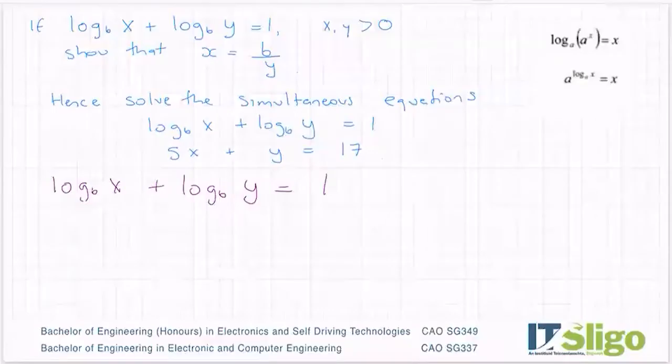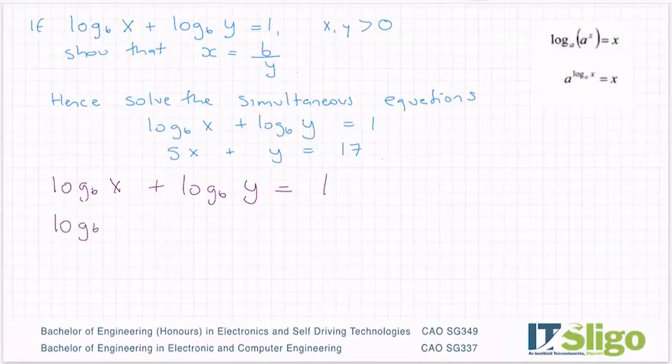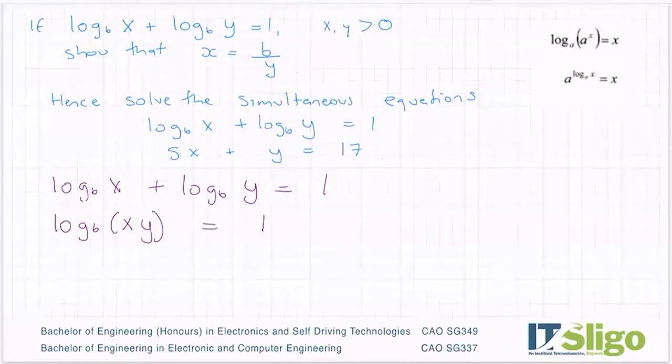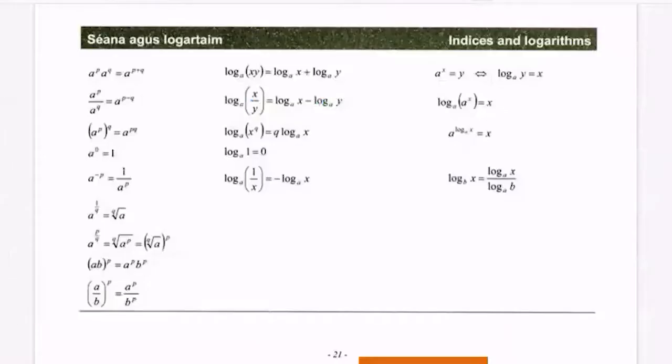So let's employ that rule. Let's write this as log to the base 6 of xy is now equal to 1. So to explain that again, I have log to the base 6 of x here, and I've log to the base 6 of y here, and that's going to give me log to the base 6 of xy.